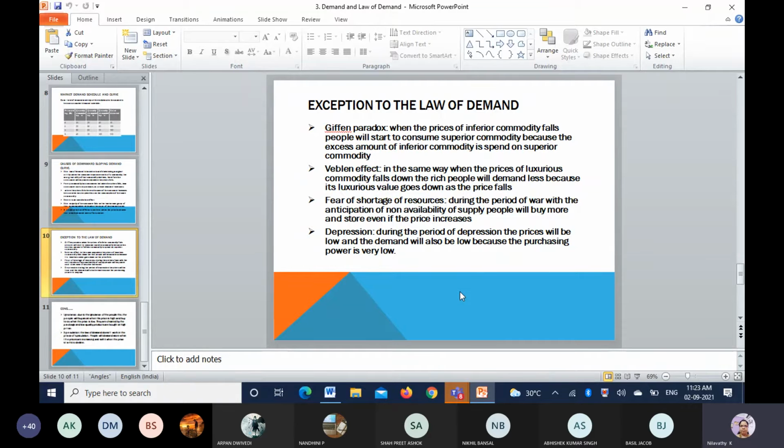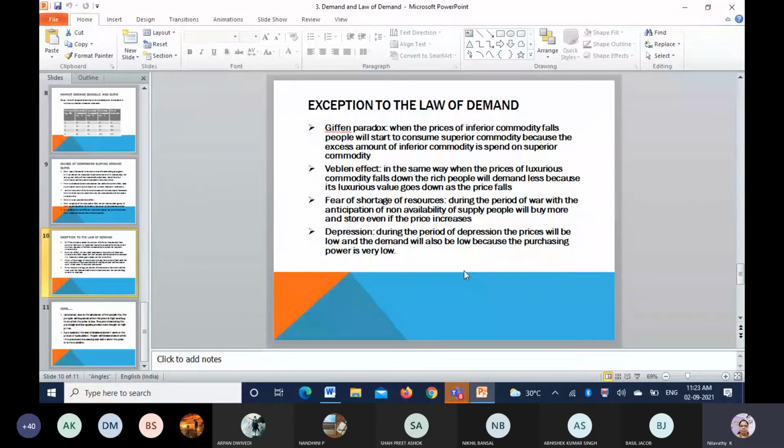If there is going to be a war, then again there will be a fear that the commodities will not be available. Why? Because the government will be concentrating on the war alone, and they will not be worried about how goods and services can be supplied to the people. So when there is a disturbance in the economy, people will have a fear that the resources will not be available for them. With that fear, they will go and try to dump it. So during that time, when the price is increasing, people will be demanding more only. They will not reduce their consumption. They will not reduce their demand.